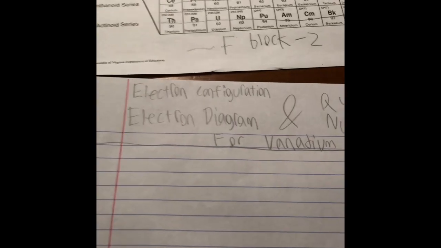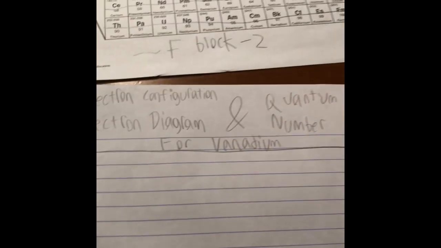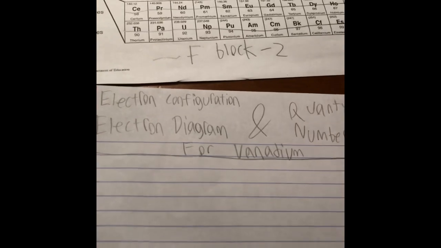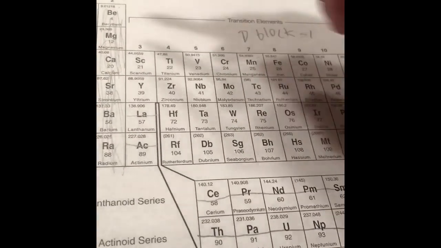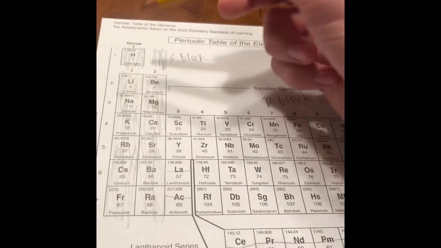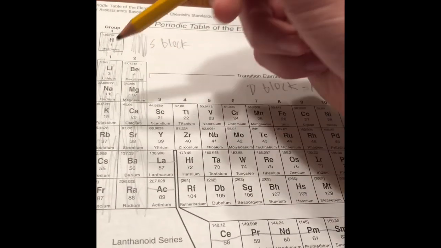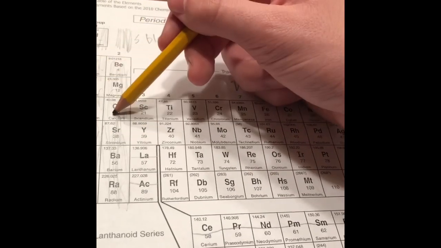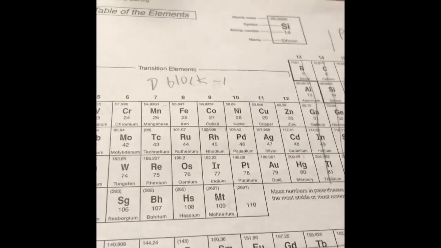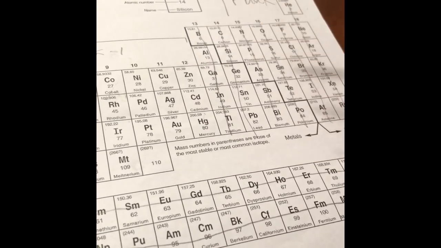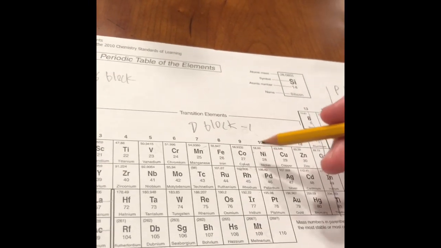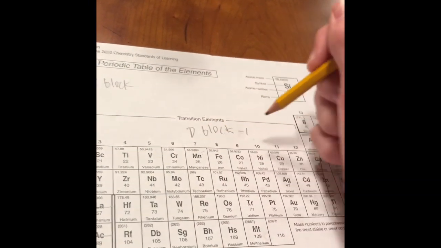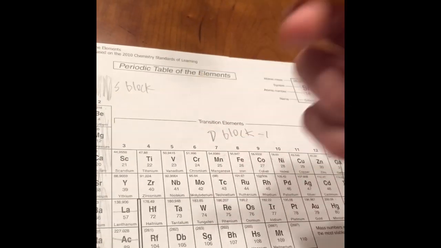This is the how-to on electron configuration, the diagram, and the quantum number of vanadium. Vanadium is in the D block, and to get to the D block, we have to go through energy level 1 of the S block, energy level 2 of the S block, 3 and 4, as well as energy level 2 of the P block, and 3 of the P block, and the 4th energy level, but since it's in the D block, it's -1 energy level, so it's actually the 3rd energy level.